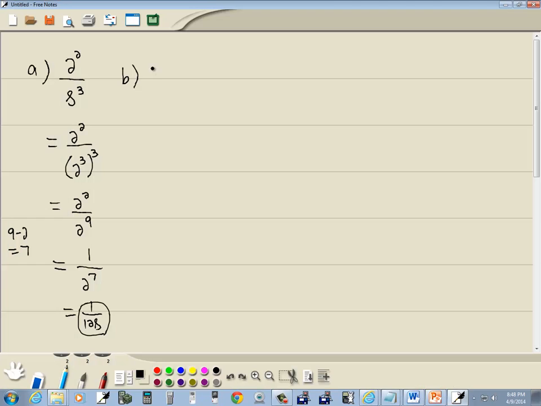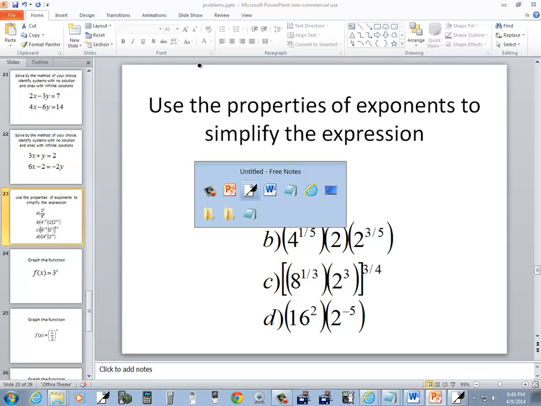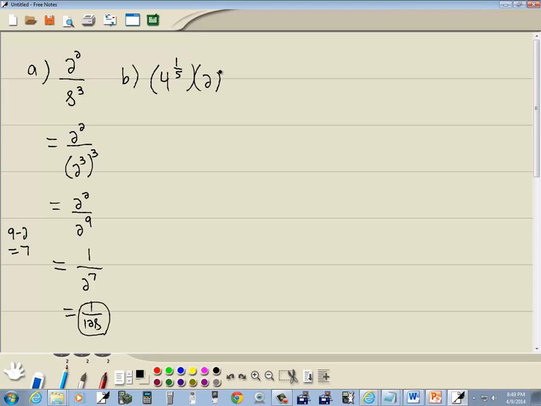Now B. We got 4 to the 1/5 times 2 times 2 to the 3/5. Okay, now it'd be helpful if these were all 2 to the power. Well, I can rewrite the 4 as 2 squared, and the 1/5 power is still there. The 2 here, I can rewrite as 2 to the first. And then this is 2 to the 3/5.